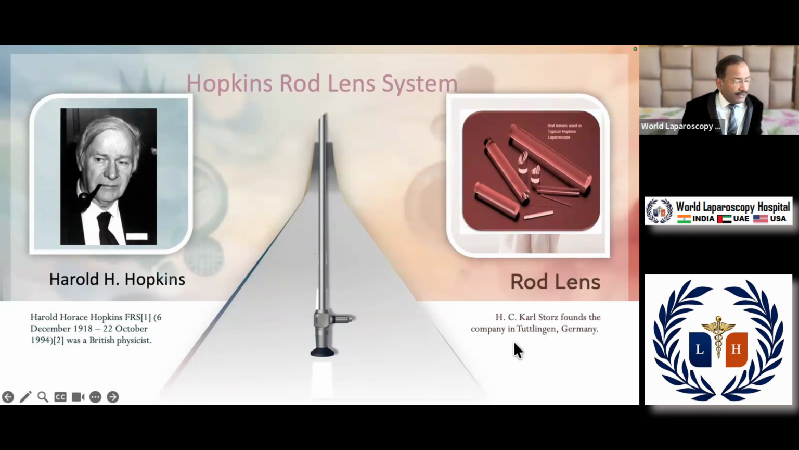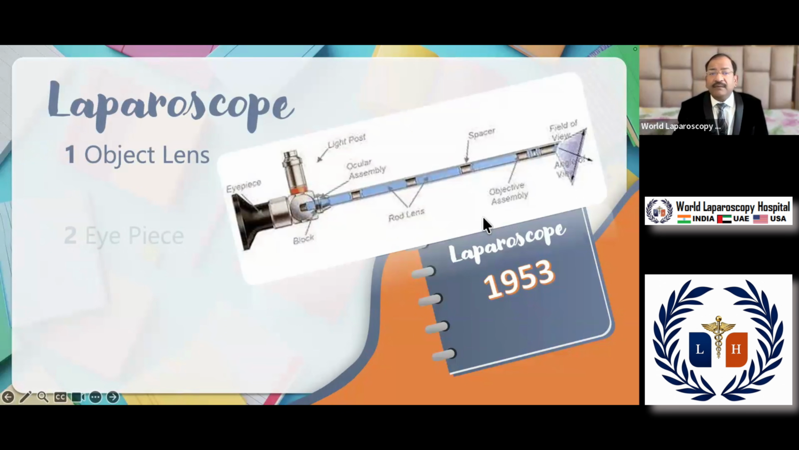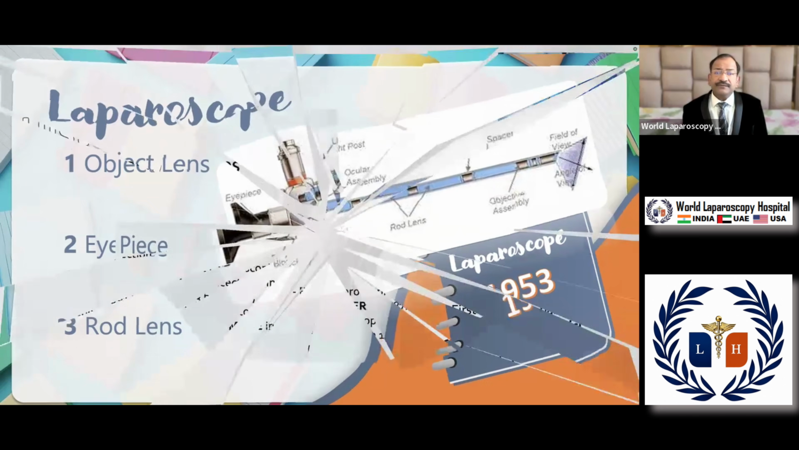Today also, if you buy any telescope from Storz, you will see the name of Hopkins written on it, and this is how laparoscopy started. But the question is, was laparoscopy started only in 1953? The basic laparoscope was invented in 1953, and that was a cystoscope. Slowly the objective lens, eyepiece and rod lenses were used in all telescopes, like the arthroscope, retroperitoneoscope, and cystoscope. All work with the same technology.